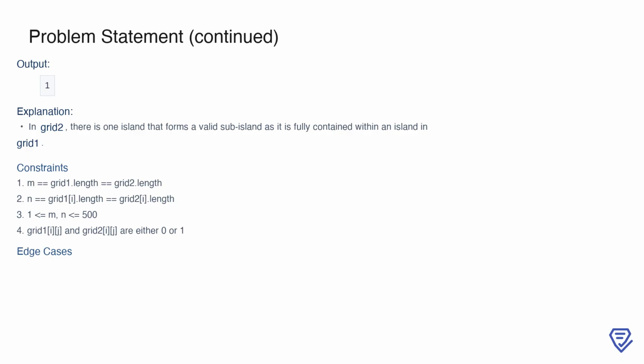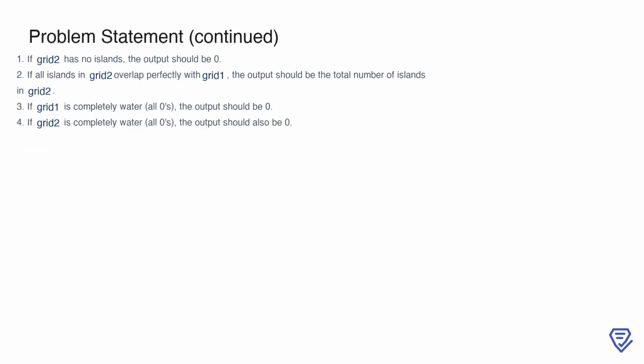Now, let's consider the constraints of the problem. The grids are guaranteed to have the same dimensions, with m rows and n columns. Both m and n can be as large as 500, so we need to think about the efficiency of our solution. Additionally, the values in the grids are binary, meaning each cell is either 0 or 1. These constraints ensure that we can focus on developing an efficient algorithm to handle large grid sizes without worrying about unexpected input formats.